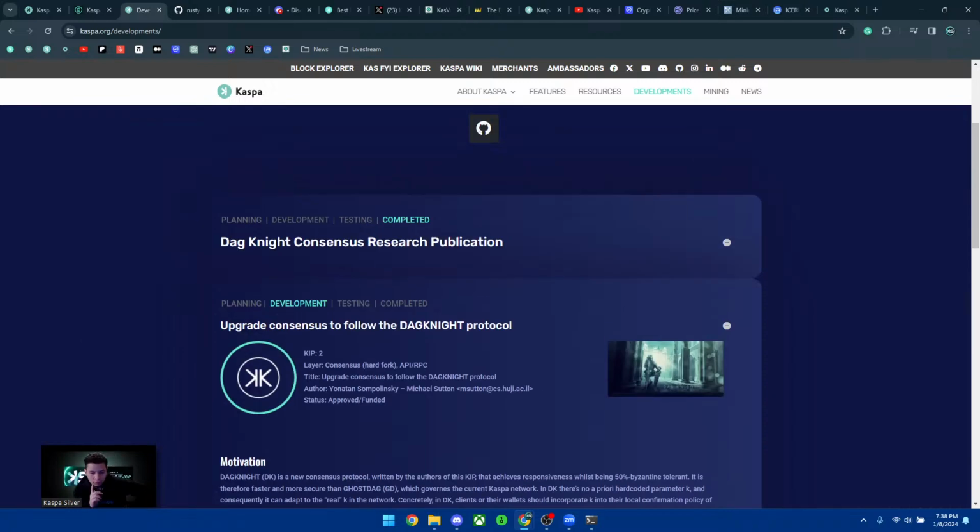But I mean, we have the brightest minds in the space to figure out how they want to scale Kaspa, add smart contracts and all that in the future. But right now the focus is Dagknight. Dagknight, 10 blocks per second, and then 10 blocks per second and beyond.